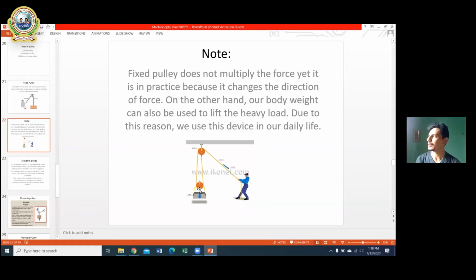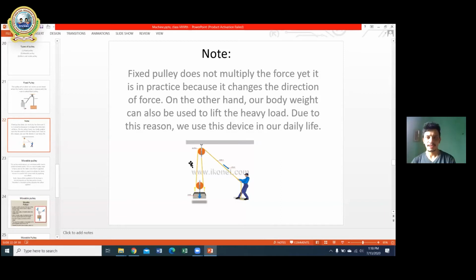The special thing about a movable pulley is that it multiplies the force. For example, let's say you have to carry a load of 20 newton. To carry a 20 newton load, you only need to apply a 10 newton force, because it multiplies the effort.